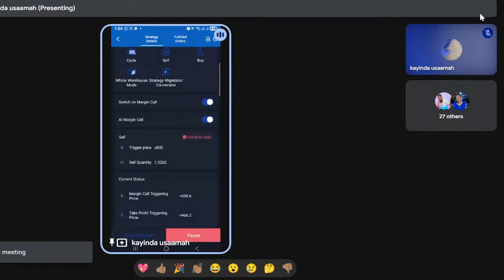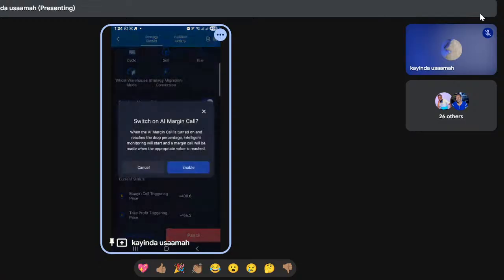You find someone having margin calls when all of the drops are 0.2, 0.2, 0.2%. If you switch on AI margin call, it will not just buy. By the way, when you tap this AI margin call, it teaches you what it does. Switch on AI margin call, it's a question mark, of course. When AI margin call is turned on and reaches the drop percentage means what is in your settings.